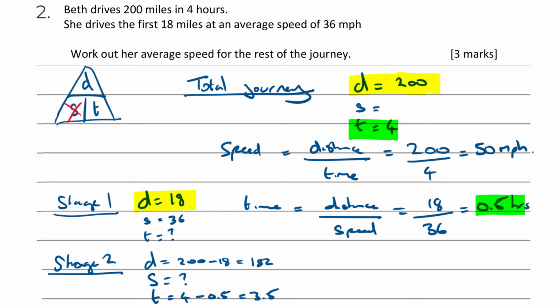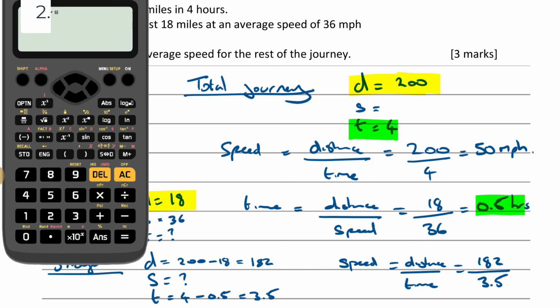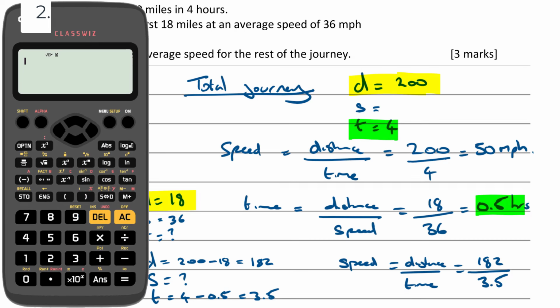So again, from the triangle, cover up S, it tells me that speed equals distance over time, which is now 182 divided by 3.5. Okay, time to reach for a calculator, I think. So 182 divided by 3.5 comes out to be 52. Okay, so that's 52 miles per hour then.